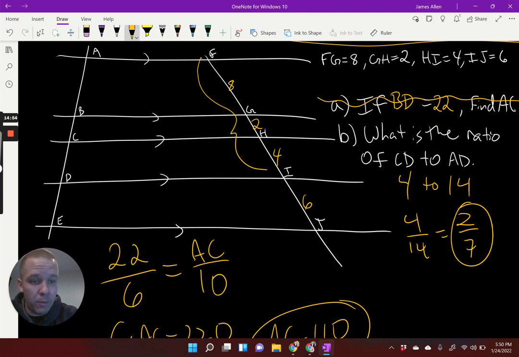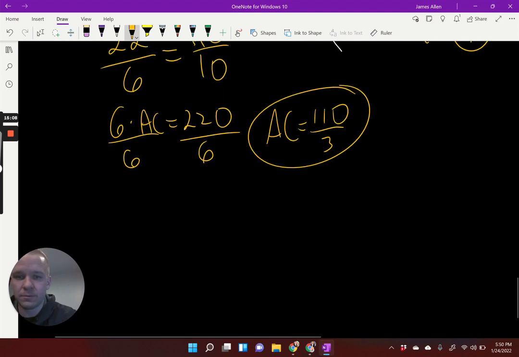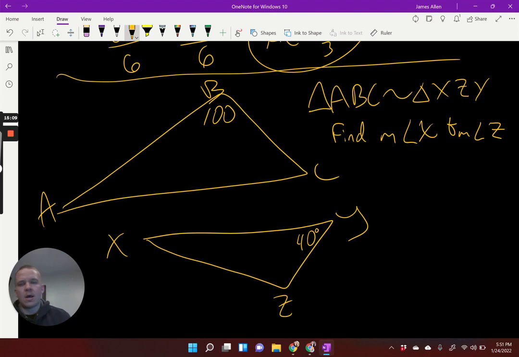I know they're going to be proportional, so even though I don't know the lengths, they're all going to be like 4 to 14 or maybe 8 to 28, whatever, okay? But they're going to be at that ratio of 2 to 7. I just used the sides that were across from them based on my side splitter theorem. Lovely. All right, here we're given two triangles, triangle ABC and triangle XZY, and they're similar.